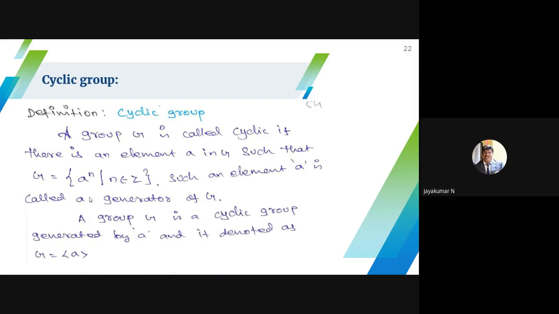Now we can see another example. A group G is a cyclic group generated by A, and it is denoted by G equal to, this is a notation, less than symbol A greater than symbol. That means each and every element in G is generated by a single element A. That is the meaning.